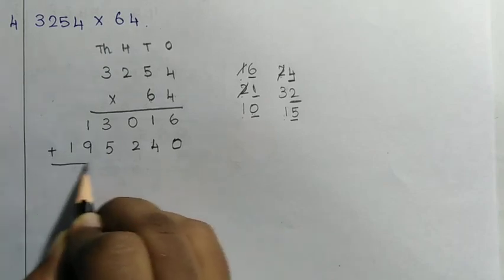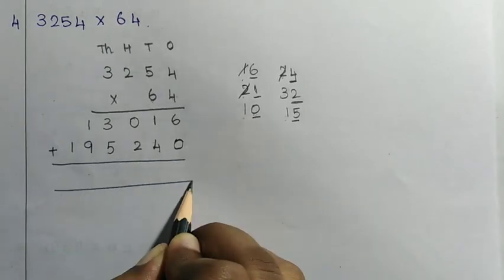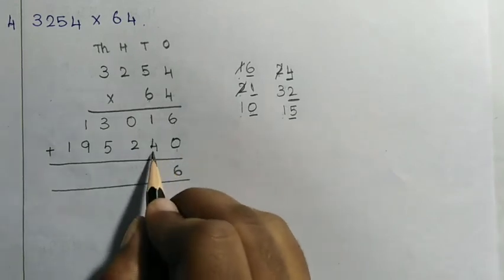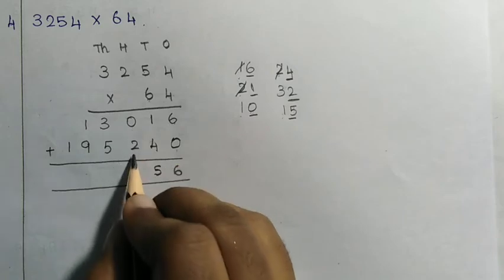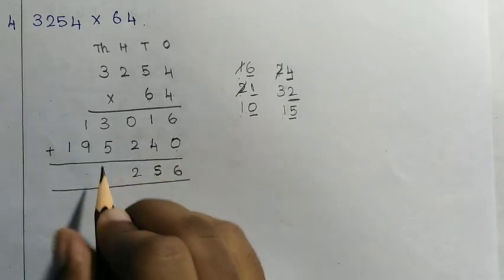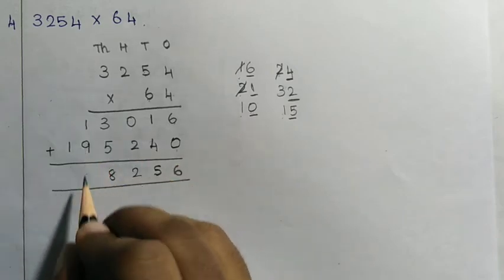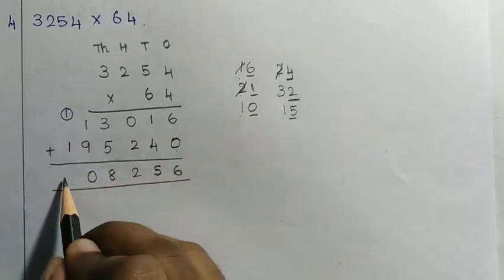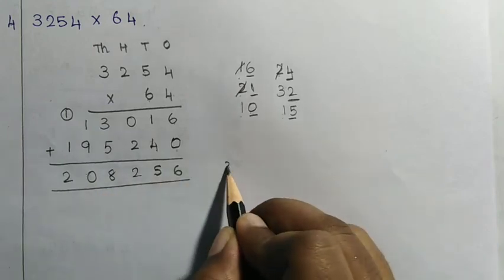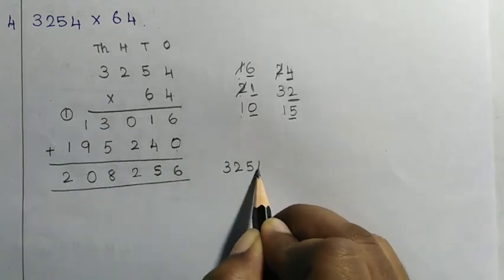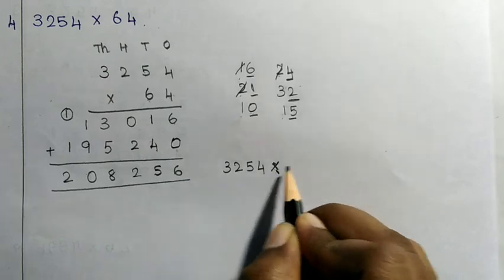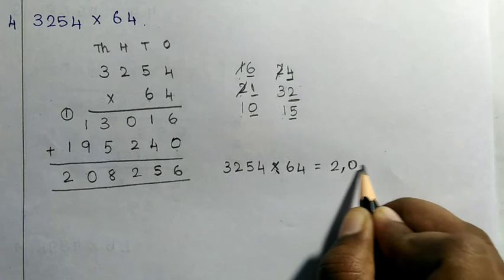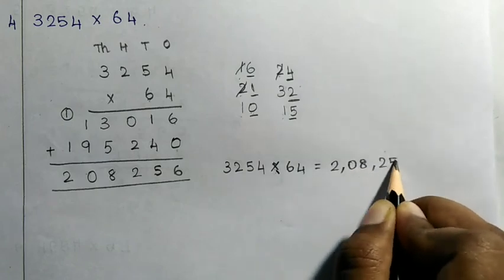Now let us add these two and find the product. 6 plus 0, 6. 1 plus 4, 5. 0 plus 2, 2. 3 plus 5, 8. 1 plus 9, 10. 1 goes to the carryover. 1 plus 1, 2. So the product of 3254 and 64 is 2,08,256.